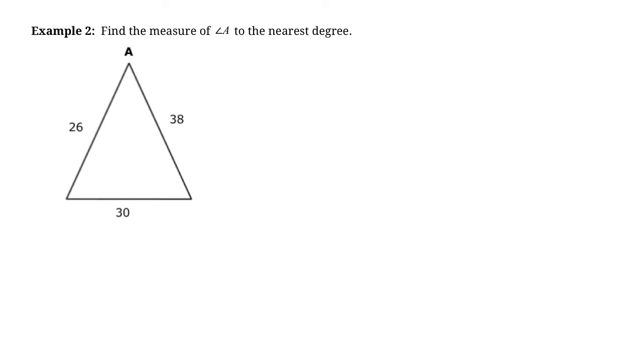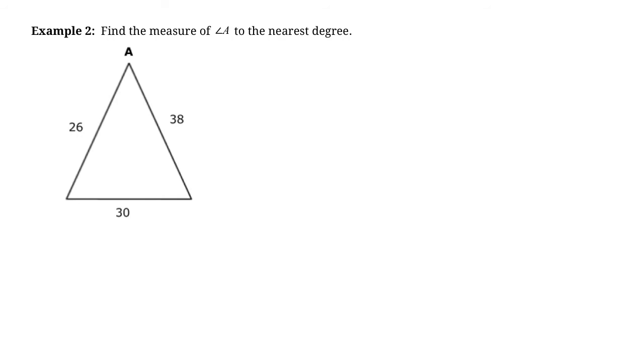Now, what if we wanted to find the measurement of a missing or unknown angle? Well, the cosine law can be used to find missing angles in a non-right-angled triangle. So in example 2, we are asked to find the measure of angle A to the nearest degree. So that means our final answer for angle A should have no decimal places when we report the final value.